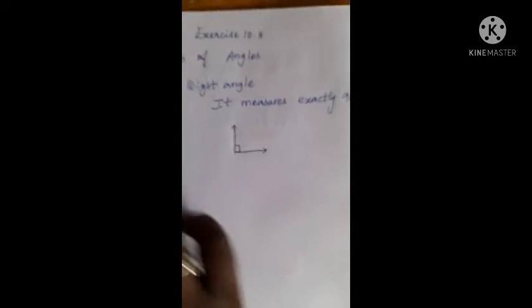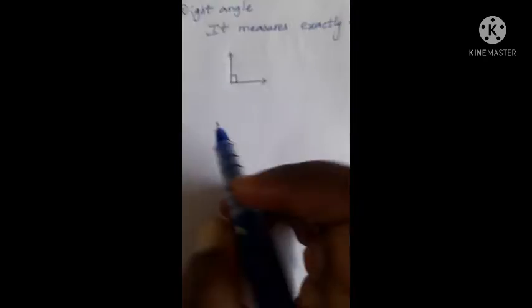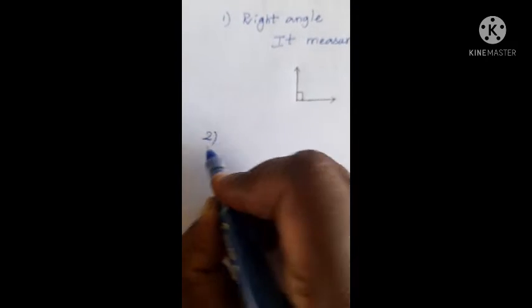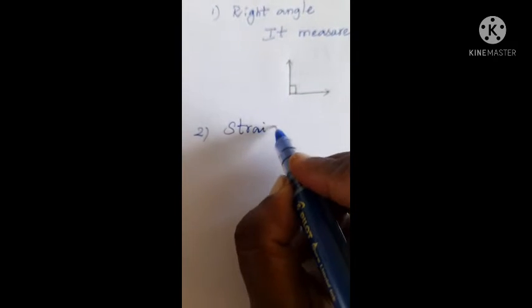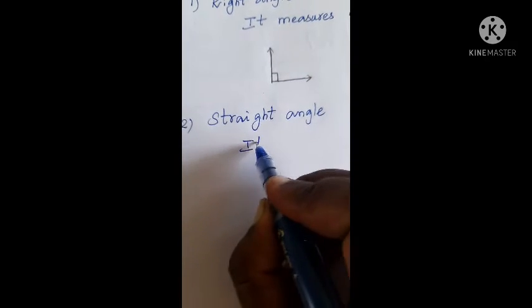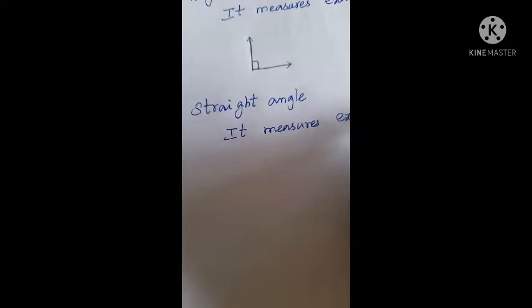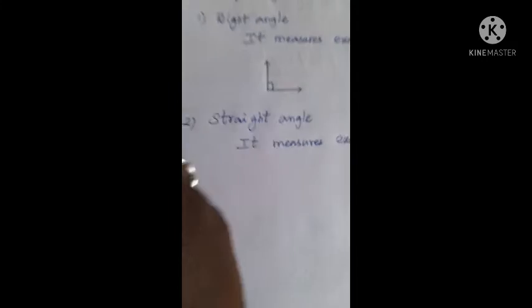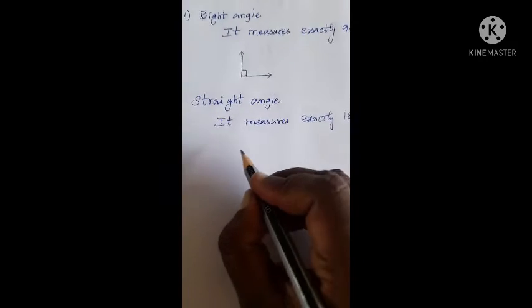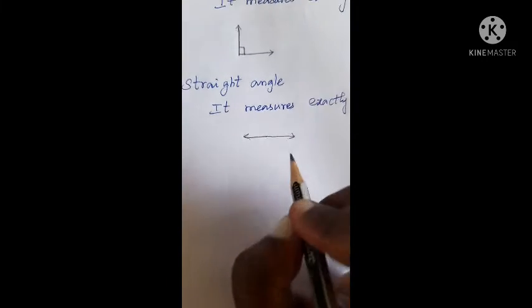Now I am writing in the note, you see students. Right angle, it measures exactly 90 degrees. Next, straight angle, it measures exactly 180 degrees. This is one straight angle, with a point in between. This is 180 degrees.